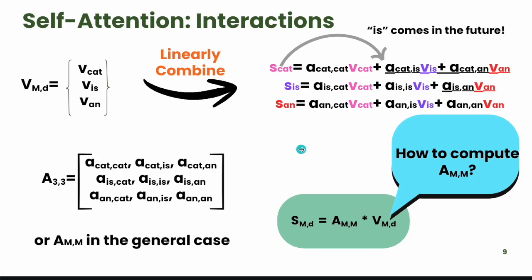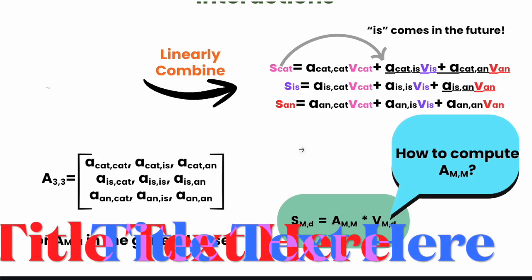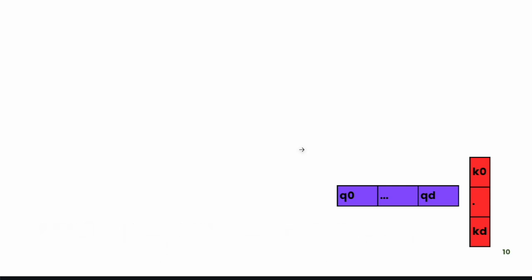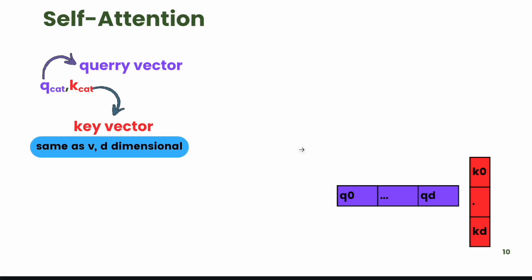Now the question is how to compute these weights A. And to compute these, we need to introduce two new vectors, and these are exactly the same as the value vectors. We'll introduce the query vector, which we represent by Q, and the key vector, which we represent by K. And we introduce these vectors for each word in the input sequence. So everything is exactly the same as we had for the value vectors. So nothing has changed really.